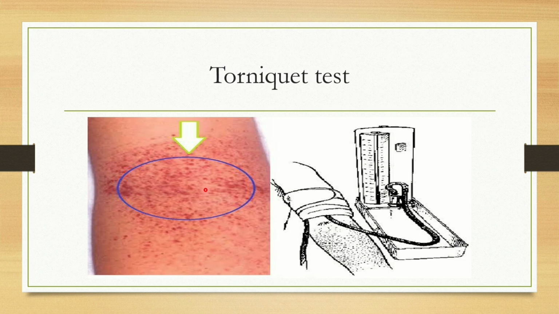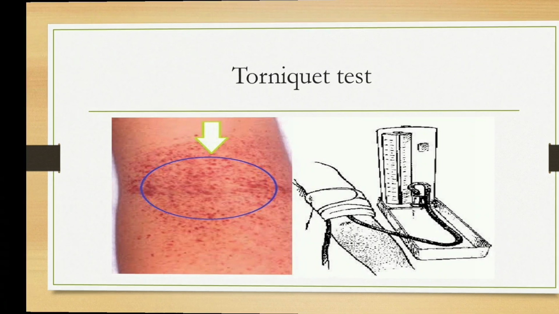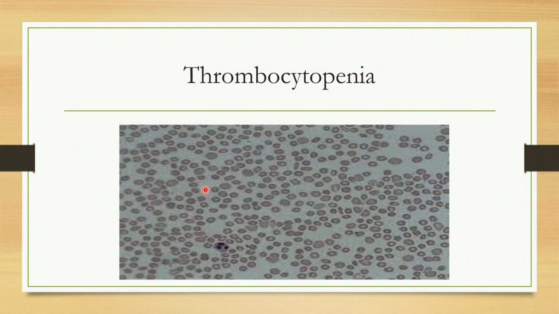Then coming to thrombocytopenia, in this there will be less than 1 lakh cells per cubic millimeter. So if you see in oil immersion, we can only see less than 1 to 2 platelets per field.